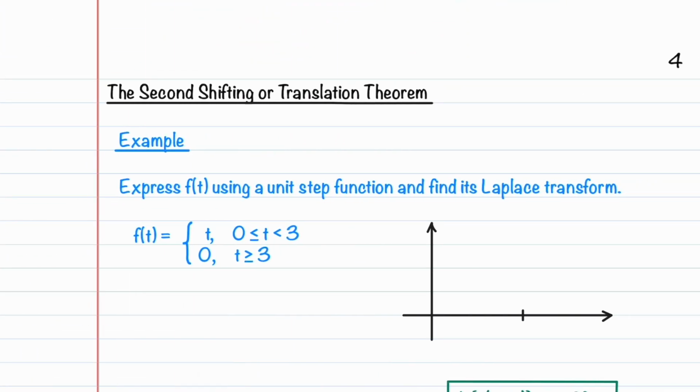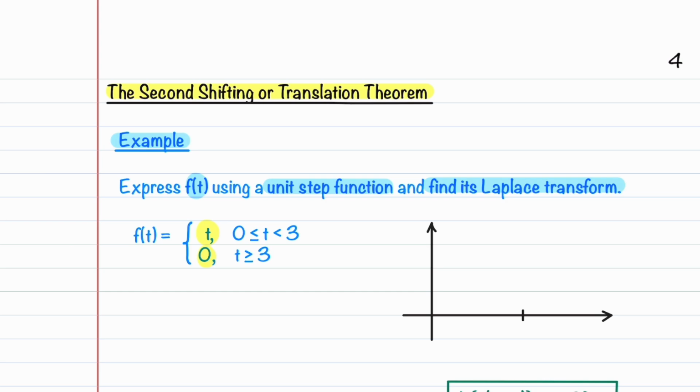Let's now learn about the second shifting or translation theorem. We need this theorem to find the Laplace transform of a function that isn't a constant and turns on at a specific point in time. Let's look at an example. We want to express f of t using a unit step function and then find its Laplace transform. Our function f of t is equal to t when t is greater than or equal to 0 but less than 3, and then at 3, it's equal to 0.